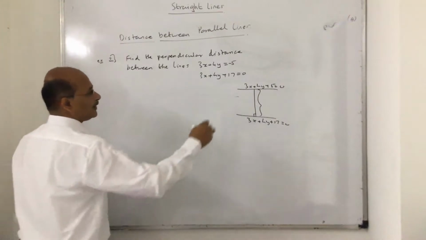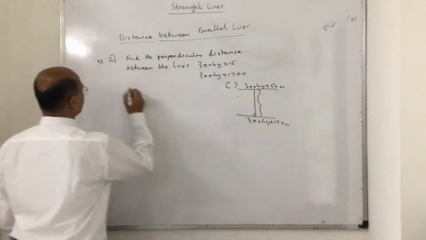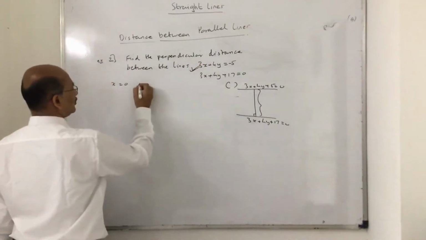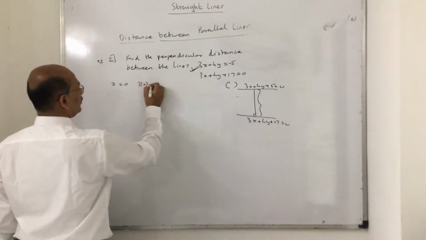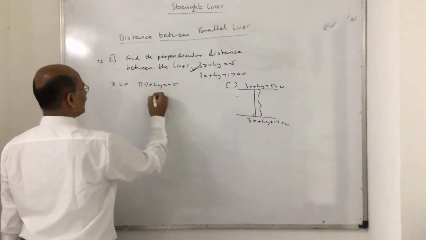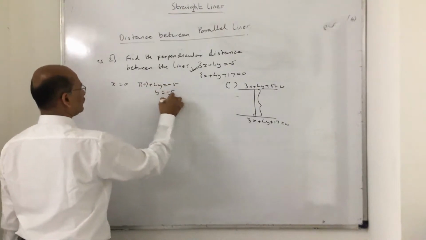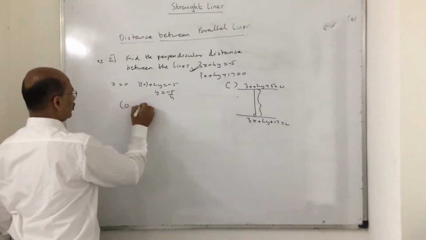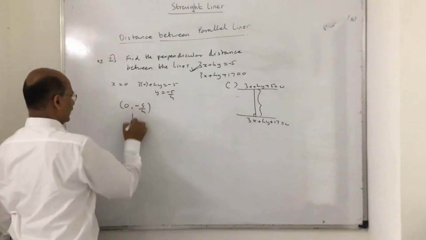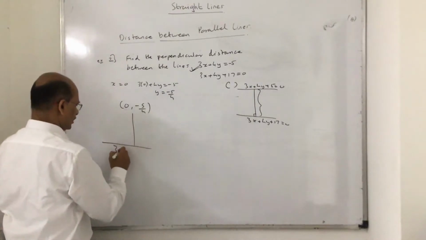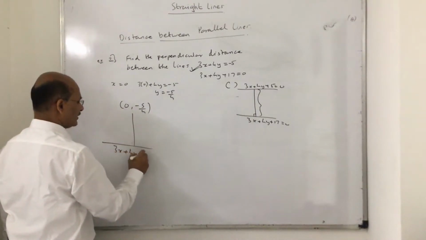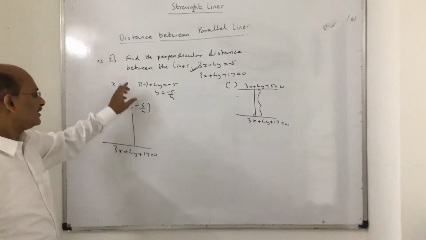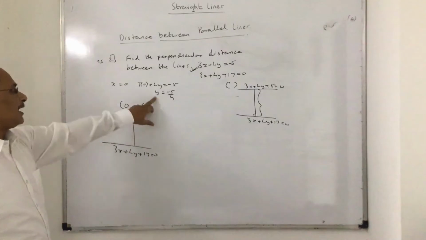Very simple: find a coordinate on this line which will satisfy it. I will put x equals 0 and substitute. This becomes 3 into 0 plus 4y equals minus 5, so y is nothing but minus 5 upon 4. The coordinate will be (0, minus 5/4), and the other line is given here, that is 3x plus 4y plus 17 is equal to 0. In fact, you can take any value for x, but I take 0 because it becomes easier to work with the other value for y.